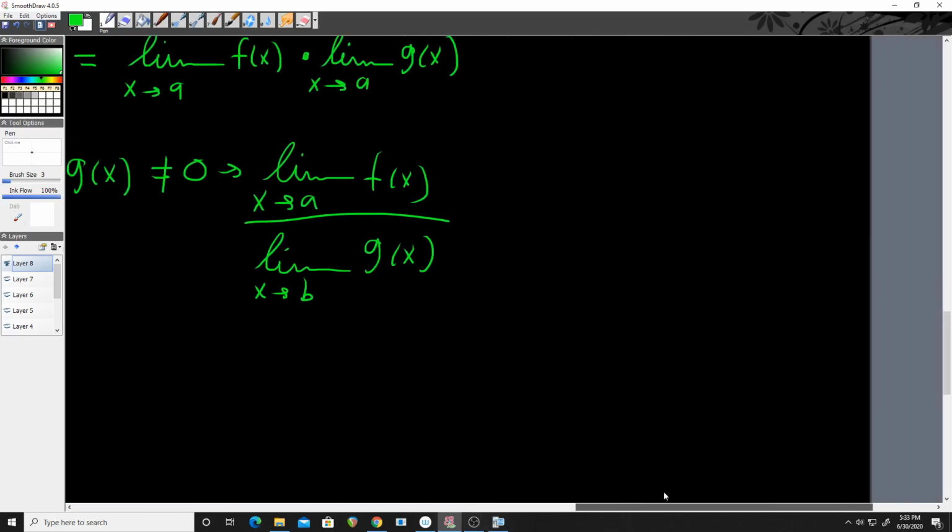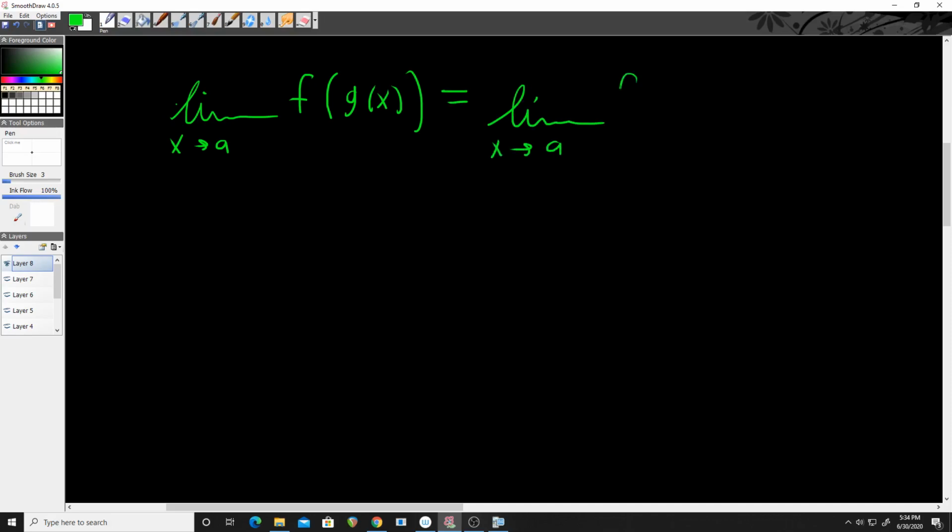The other one that might be kind of weird, and I will do an example for this one, is the limit of a composition. So if I have the limit as x approaches a of f of g of x, you may see it written this way. You may also see it written f little dot g, that's f composed with g.